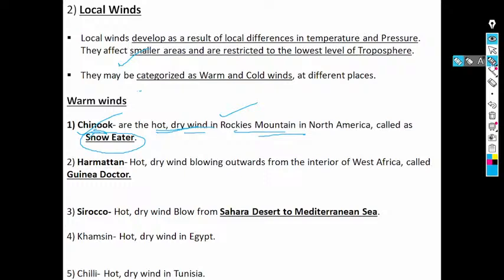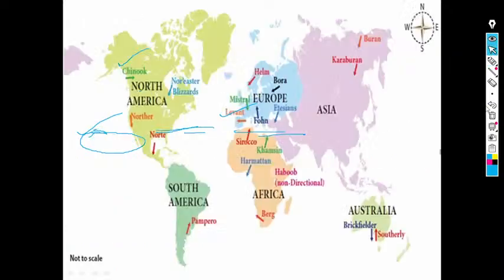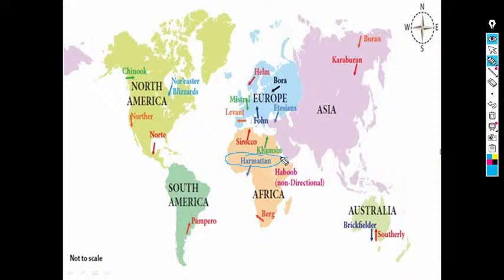Then harmattan. If you see, the harmattan is a place. Harmattan basically blows in Africa, particularly from the Sahara Desert.